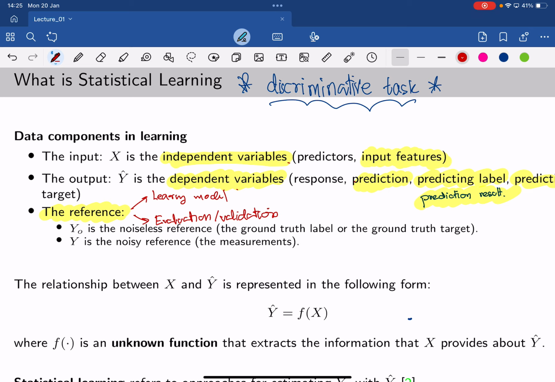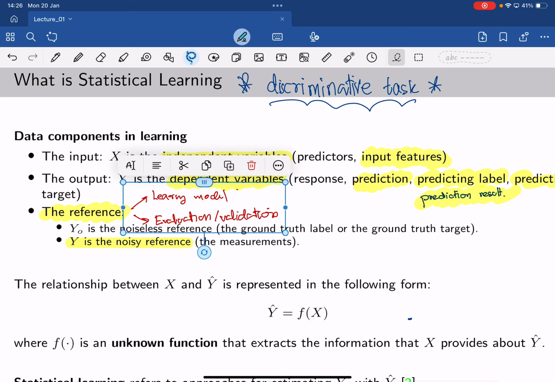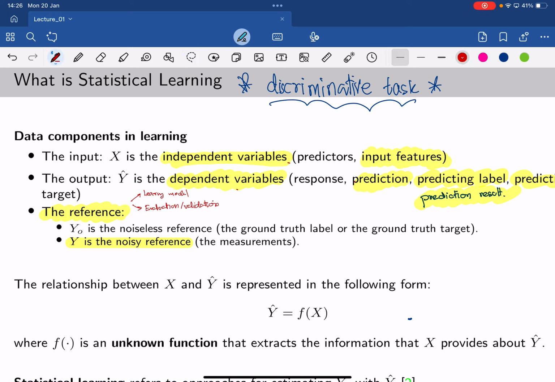Okay. Nevertheless, there are two types of reference that I would like to ask you to be careful about, because most of our evaluations are going to be based on the noisy reference. And usually the noisy reference is going to be referred to as the measurements. When people say measurements, usually it means that there is noise associated with the sensors that interferes with your observation.